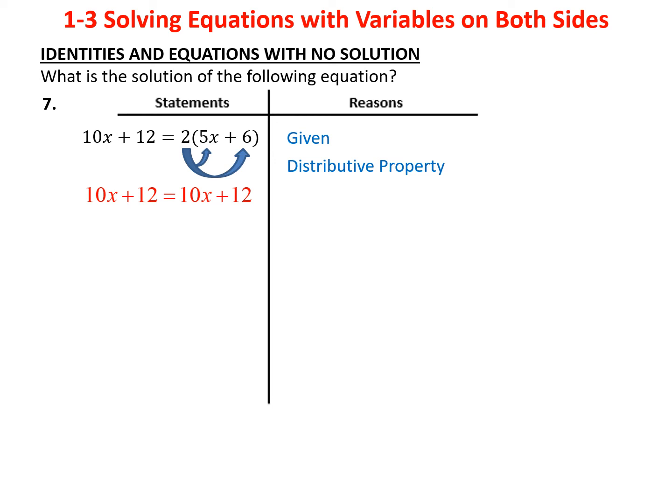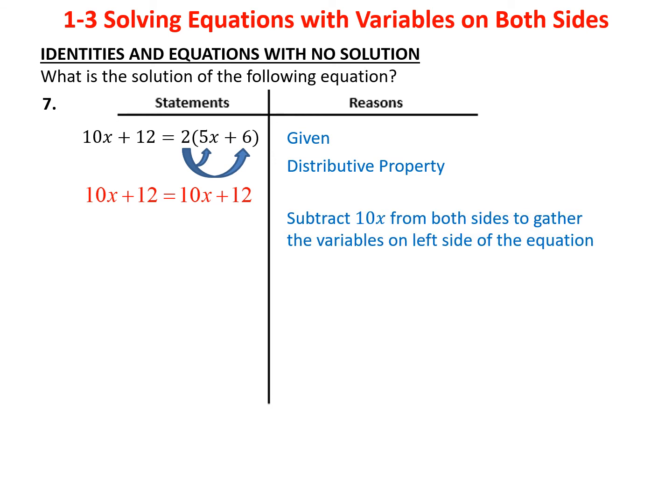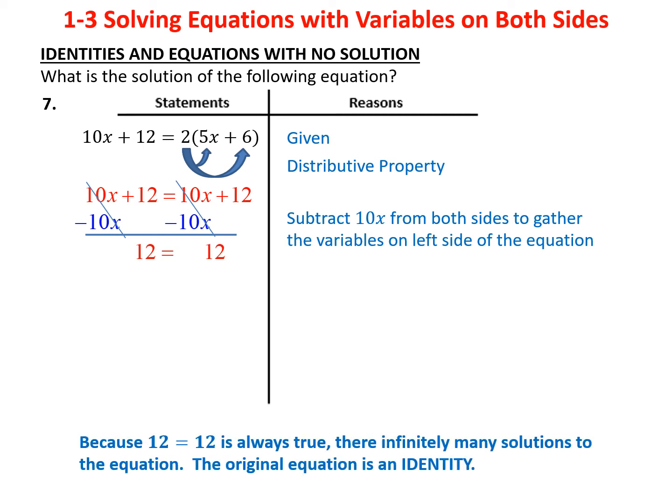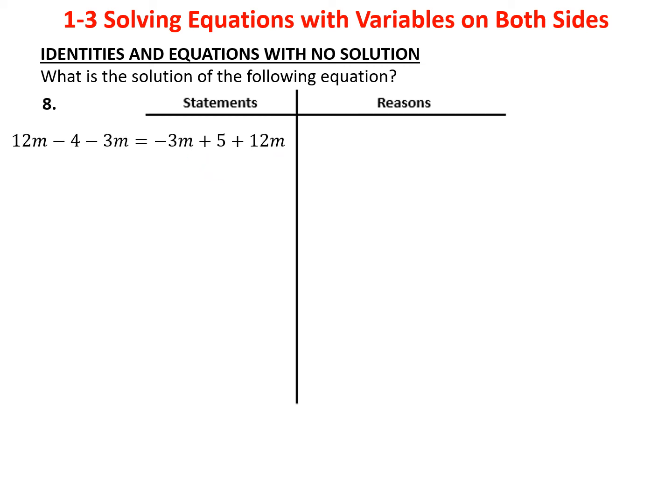Let's get all the variables on one side. So I'm going to have a 10 and a 10. I'm going to subtract 10x from both sides to gather all the variables on the left side. All right, so that, but oh, what happened there? Notice that my variables went away on both sides, so I ended up with 12 equals 12. Now that is always true, no matter what x is, 12 is 12. So that means in this case, we have an identity. So this equation is true for all values of x. It is an identity.